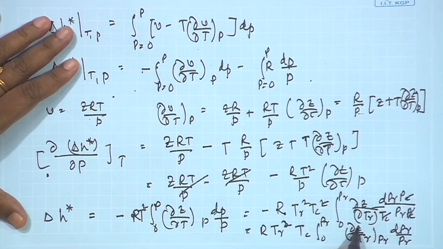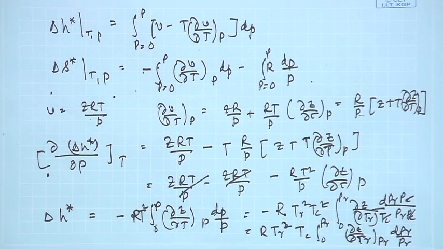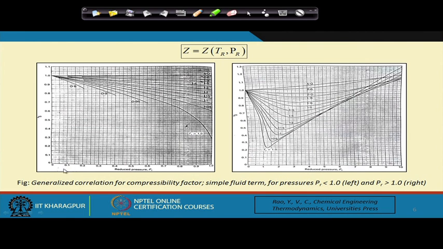So therefore, if we know Z in terms of TR, PR, we can substitute it and we can find out delta H star. For using Z, you will recollect that we had already shown you the use of compressibility factor charts which express Z as a function of TR and PR.